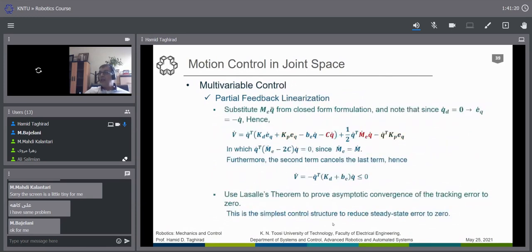So finally, by this, we can say that we can use partial feedback linearization. We don't need to use the full feedback linearization.